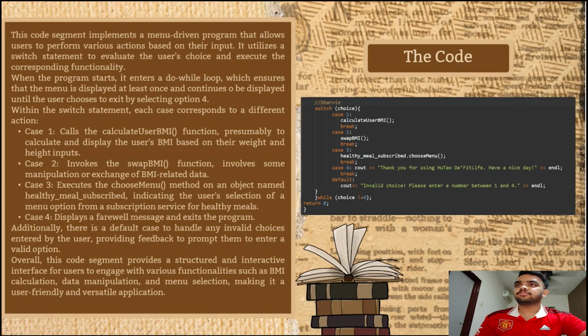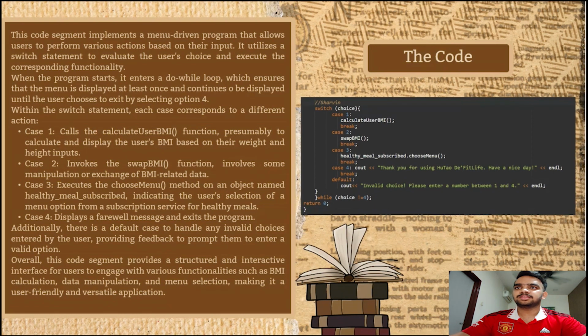This code segment implements a menu-driven program that allows the user to perform various actions based on their input. It utilizes a switch statement to evaluate the user's choice and execute the corresponding functionality. When the program starts, it enters a do-while loop, which ensures that the menu is displayed at least once and continues to be displayed until the user chooses to exit by selecting option 4.